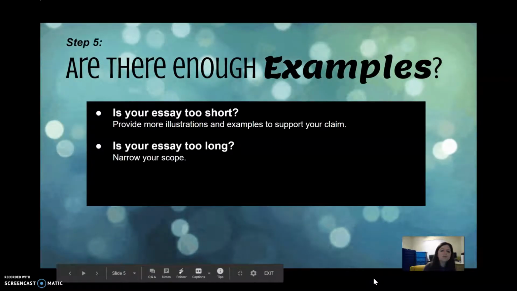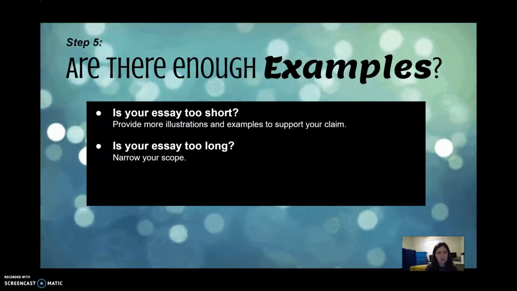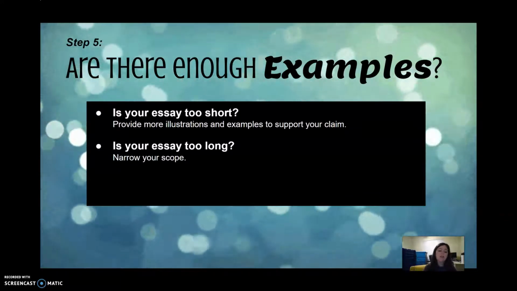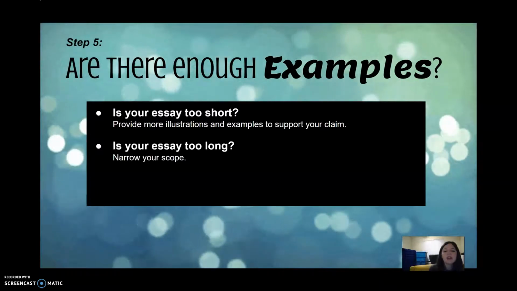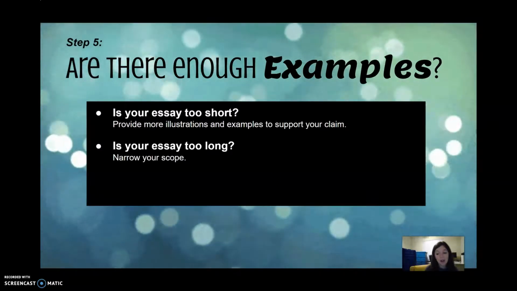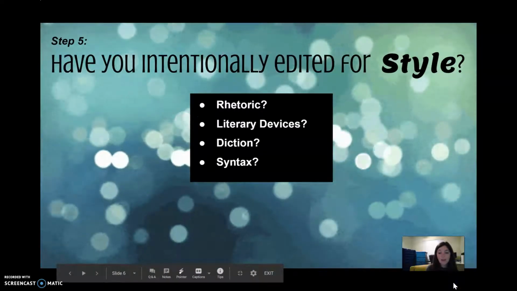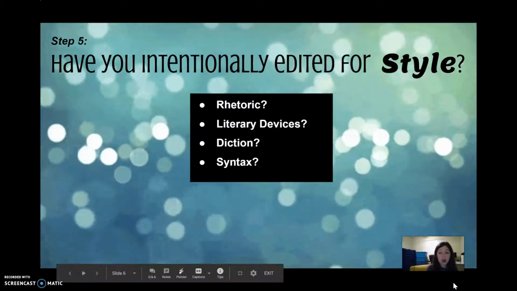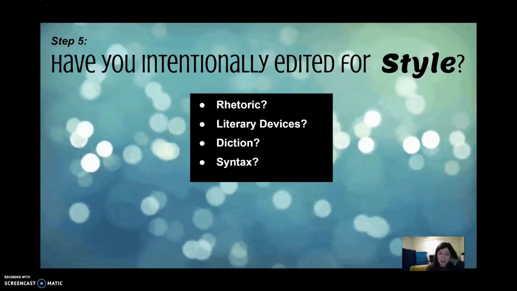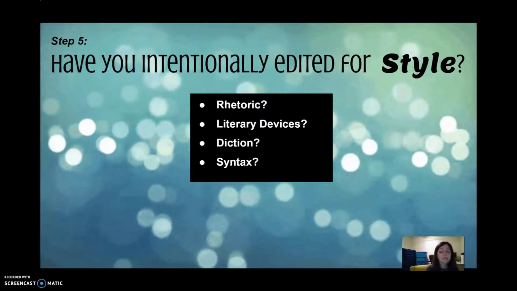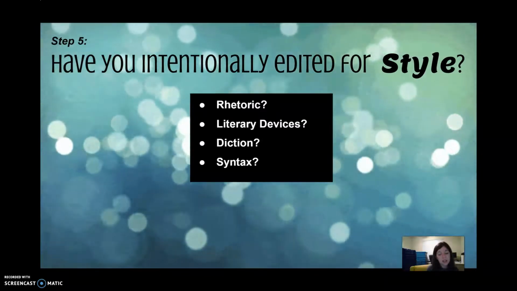And so some of the smaller things you might look for: are there enough examples? Is your essay too short? If yes, provide more illustrations and examples to support your claim. Is your essay too long? Narrow your scope. Delete, delete, delete. And the really hard part, if you haven't distanced yourself from your essay, is editing for rhetoric, literary devices, diction, and your sentence structure, syntax.